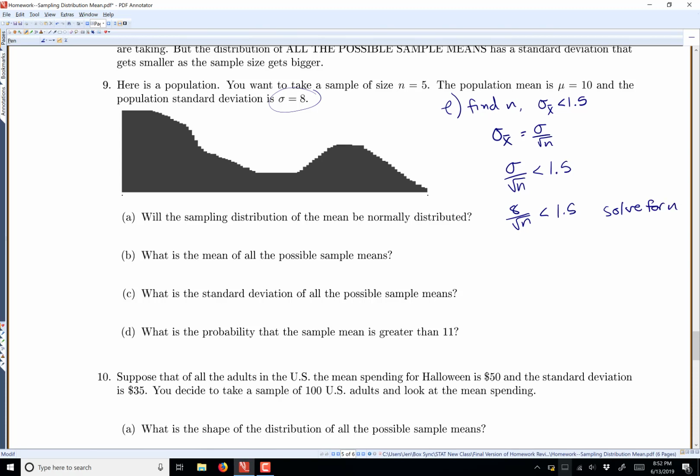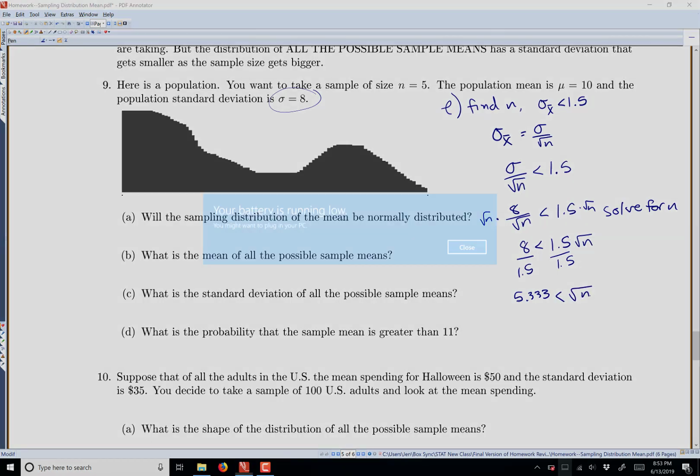So like I'd multiply both sides by the square root of n. So I get 8 is less than 1.5 times the square root of n, and then I divide both sides by 1.5. So I have 8 divided by 1.5, 5.333 is less than square root of n. And then I would have to square both sides.